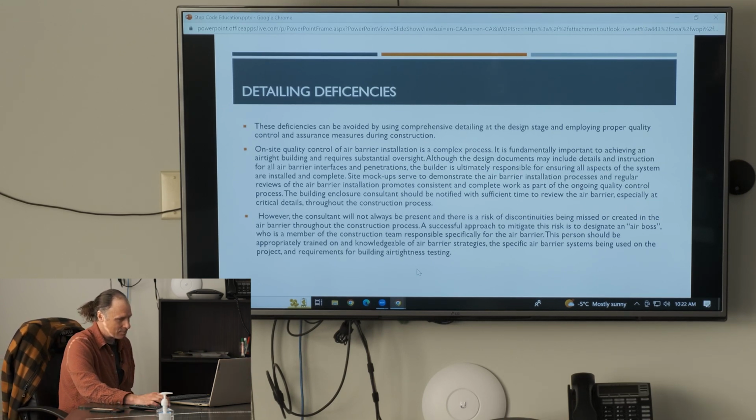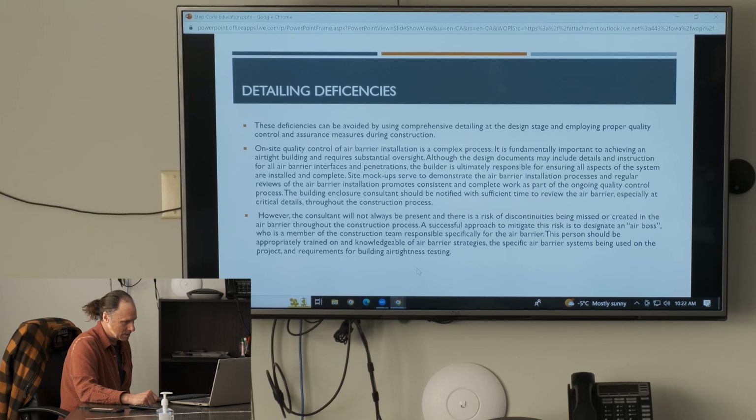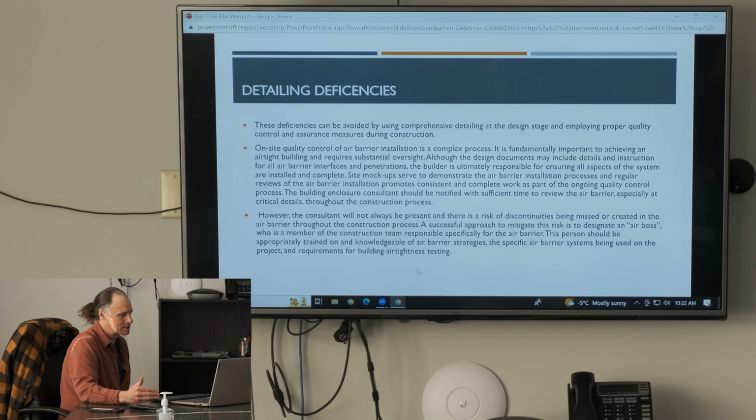A successful approach to mitigate the risk is to designate an air boss, who is a member of the construction team responsible specifically for the air barrier. This person should be appropriately trained on and knowledgeable of air barrier strategies, the specific air barrier systems being used on the project, and requirements for building air tightness testing. So like I mentioned before, a good time to do that air testing is after all the mechanical systems and equipment and the building assemblies have been installed, but before your siding and your interior finishing happens.